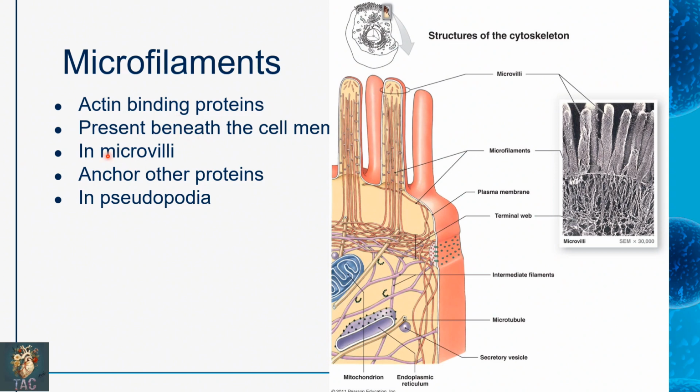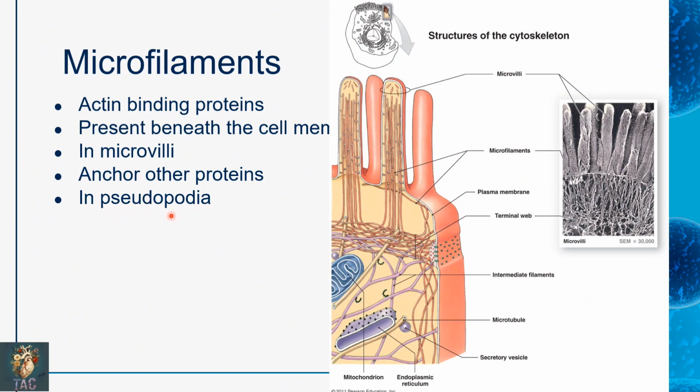So these are present beneath the cell membrane in the microvilli, and also here you can see the structure of the microvilli. At the bottom of the microvilli, you can see the actin filaments are present, which are forming the web over here, also called the terminal web, and from here the actin microfilaments arise. These microfilaments, the actin, also form the core of the microvilli. They also anchor the other proteins in the cell cytoplasm, and they are also involved in forming the pseudopodia.